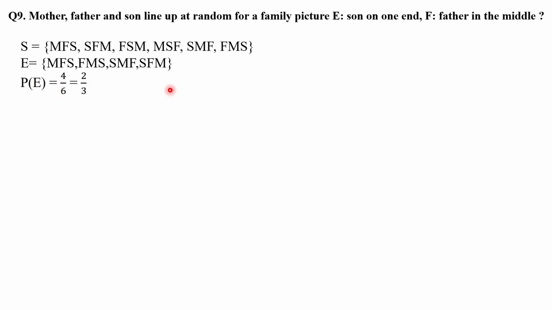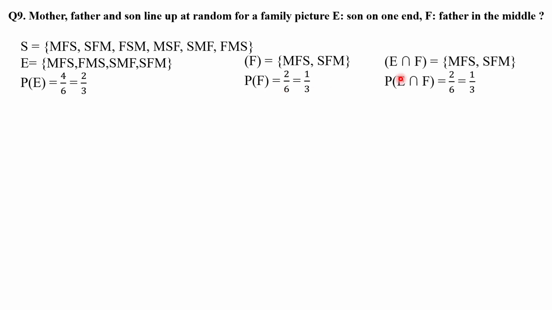Okay. Now F. F is saying father in the middle. So we need to make the condition where father can be in the middle. Okay. So these are the two conditions where father is in the middle. So we will find the probability of F: 2 by 6. That is 1 by 3. Now probability of E intersection F, what is common in them? That. So that will also be 1 by 3. Now we will just put the formula and put the value and we will get the answer.